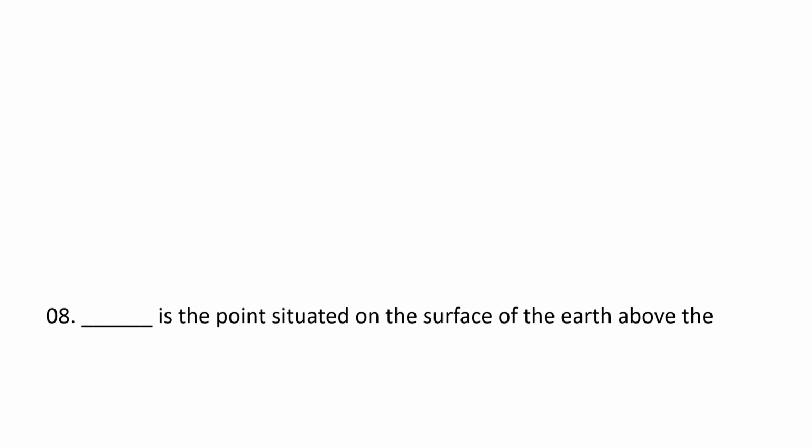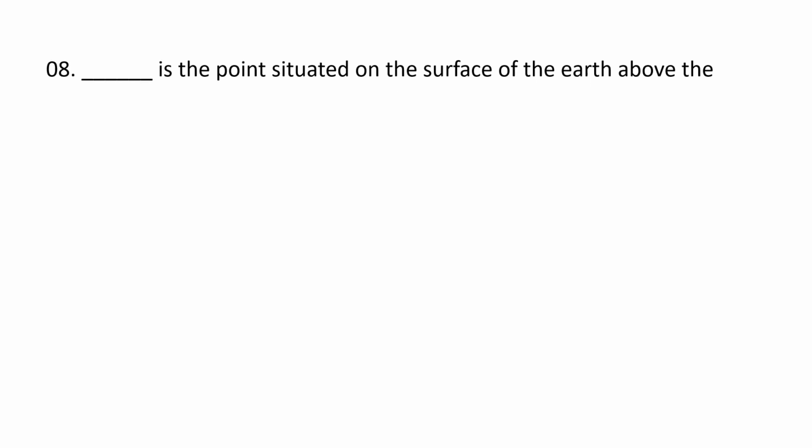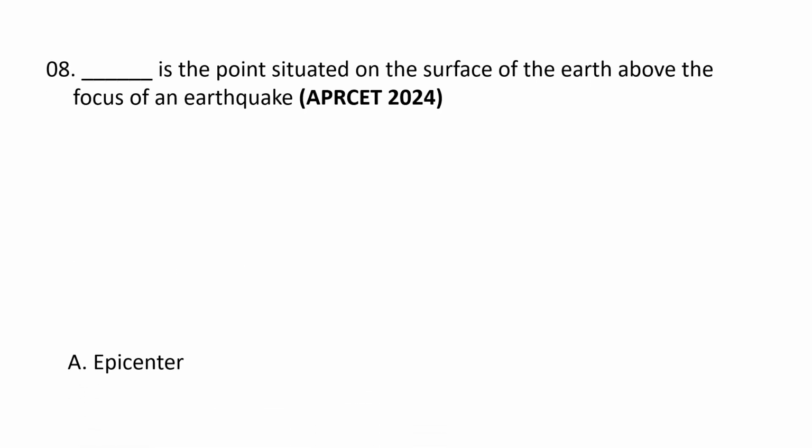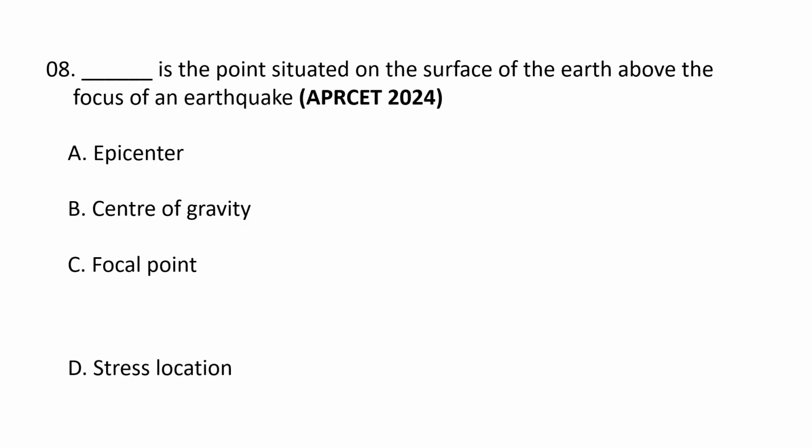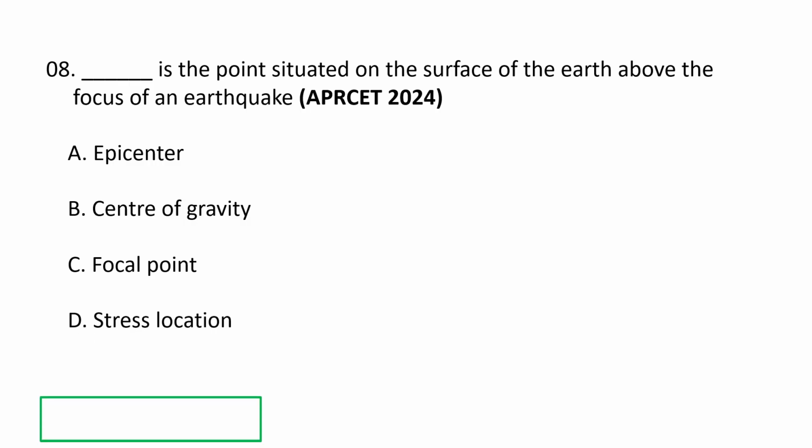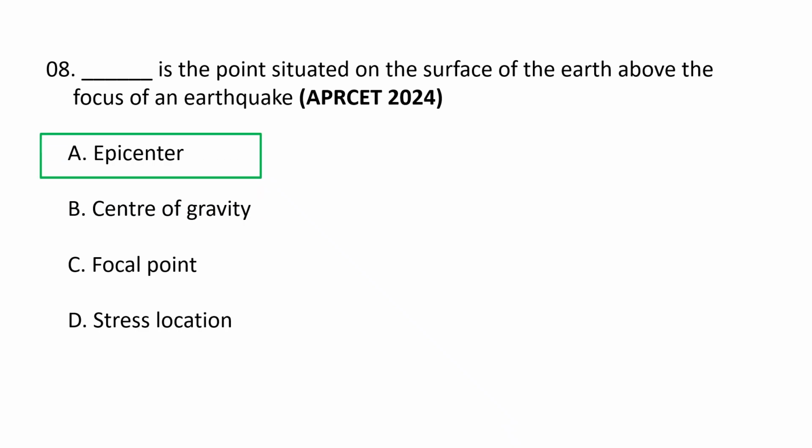Next question. Which is the point situated on the surface of the earth above the focus of an earthquake? The choices are A. Epicenter, B. Center of gravity, C. Focal point, and D. Stress location. The correct option is A, epicenter. Epicenter is the point on the earth's surface directly above the focus or hypocenter, which is the point within the earth where the earthquake originates. It is the location where the seismic waves are first felt, and it often experiences the most intense shaking and damage. So epicenter is the point situated on the surface of the earth above the focus of the earthquake.